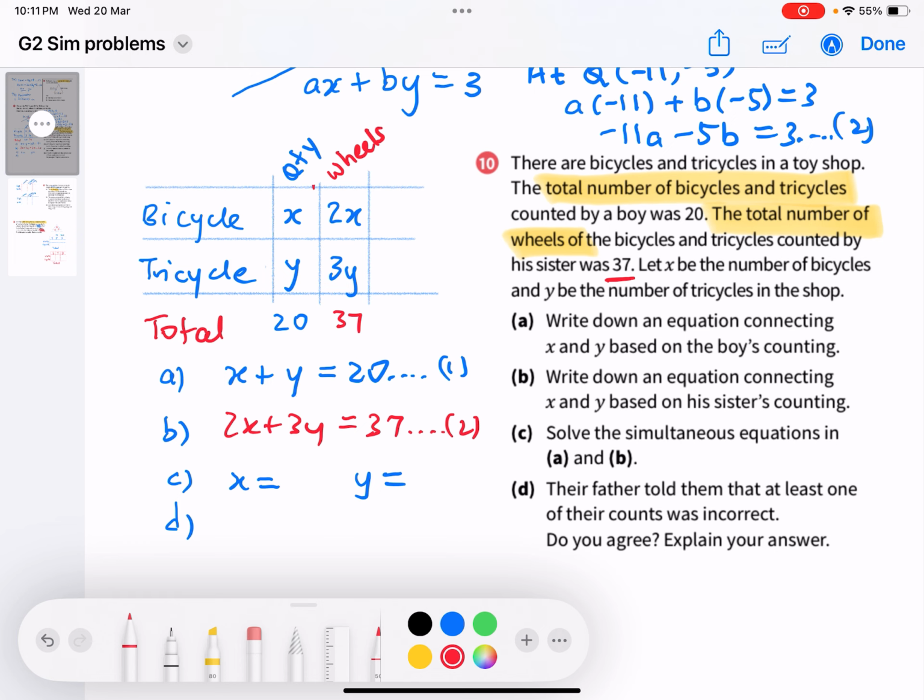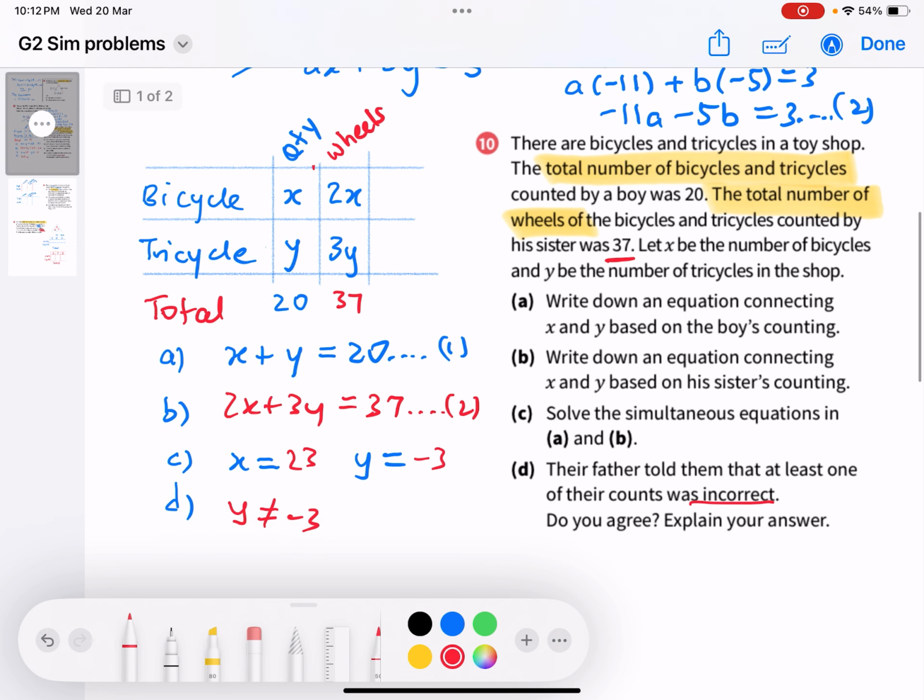So if we solve the equation, you will find that x is 23 and y is negative 3. Now we know that y is the number of tricycles, so it cannot be negative. That is why the father said that one of the counts is incorrect, because y cannot be negative 3.